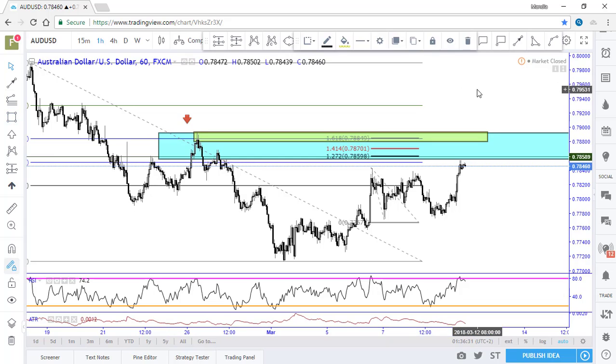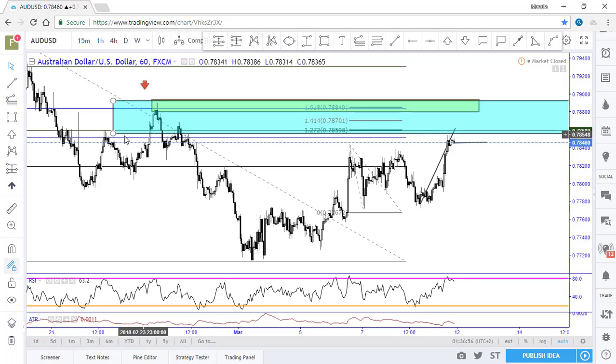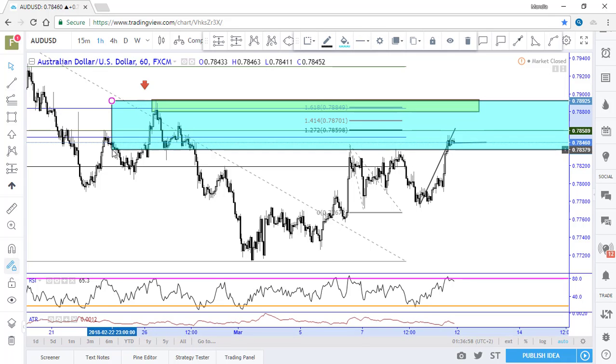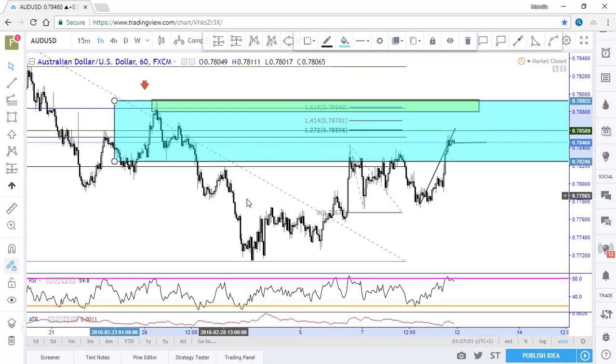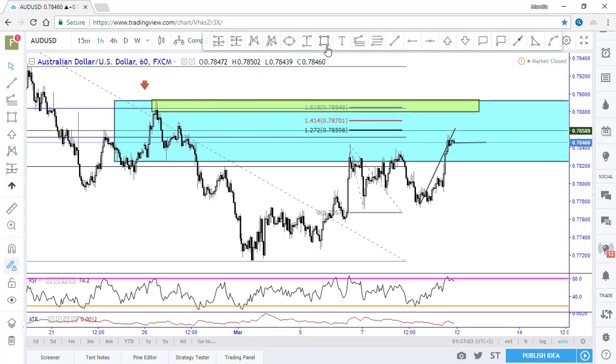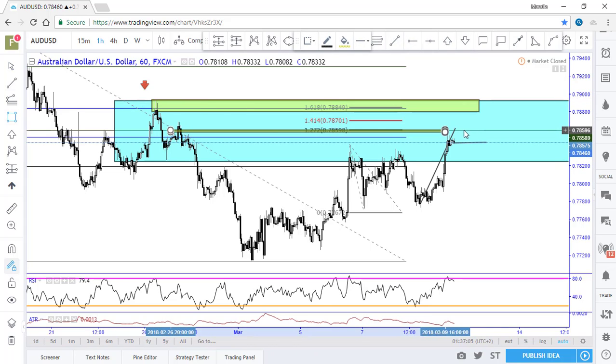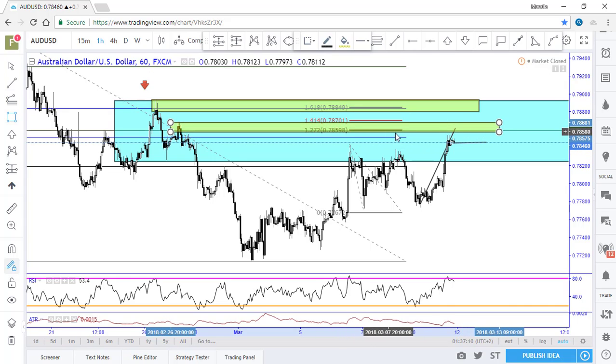Never forgetting that price could still come to these levels, then give us a lower low, lower close, and actually continue off to retest these lows right here. So there are two levels I'm currently looking at. Let me enlarge this. I'm looking at this level 2, which is at this 127 extension.